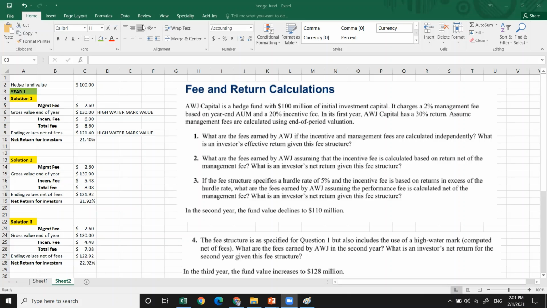Excuse me, Professor, I have a question. When we calculate the return for the first problem, do we use the hedge fund value or the gross value at the end of the year? The return for the investors, yes? You're using the value of the hedge fund at the beginning of the year; ending minus beginning. I have a question also, Professor. Why in the second solution do we subtract? It's the first year. Okay, got it. It's just the first year; we haven't gotten to the second year yet.